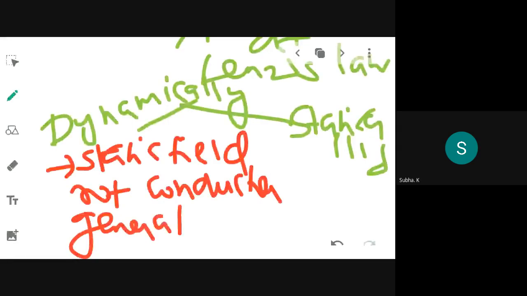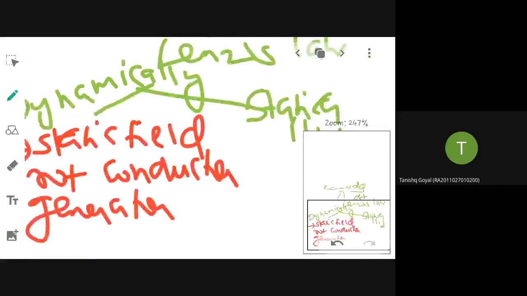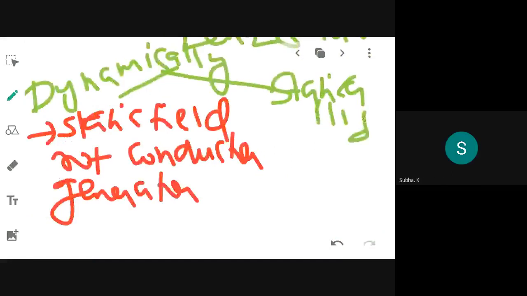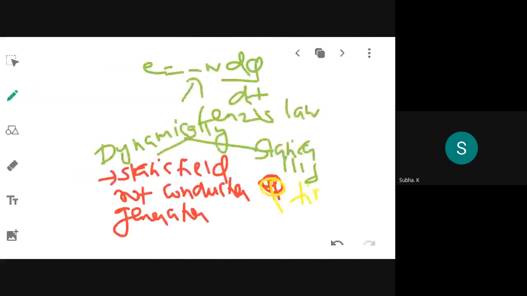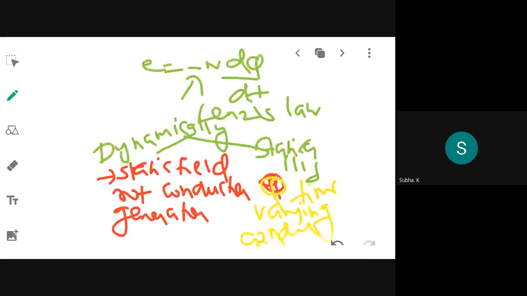Statically induced means the flux will be time varying, the magnetic field is time varying, and the conductor arrangement will be stationary. So what is the example? Transformer.